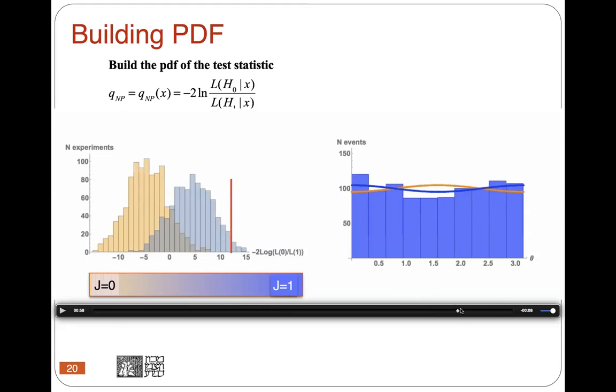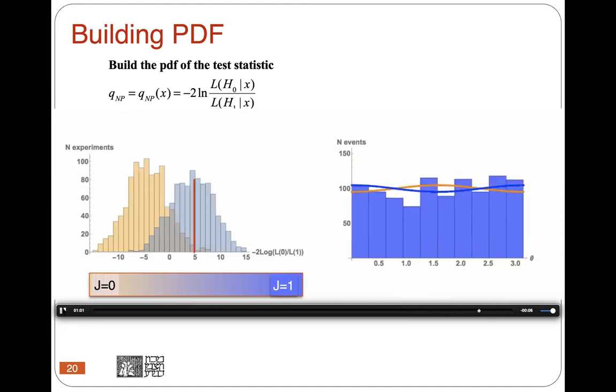If I look here, even though I generated spin one, the data looks more like a spin zero, because if you look at the data, it fluctuates. But the mathematics tell us that it's more compatible with the red than with the blue. So now I hope you understand the name of the game.